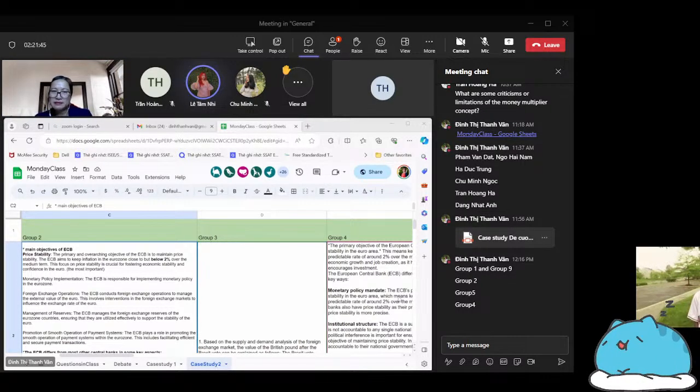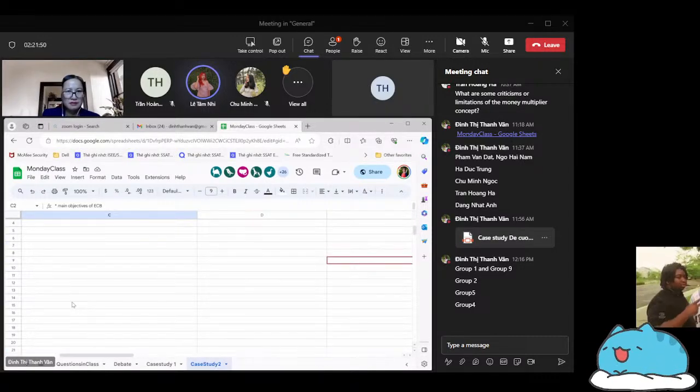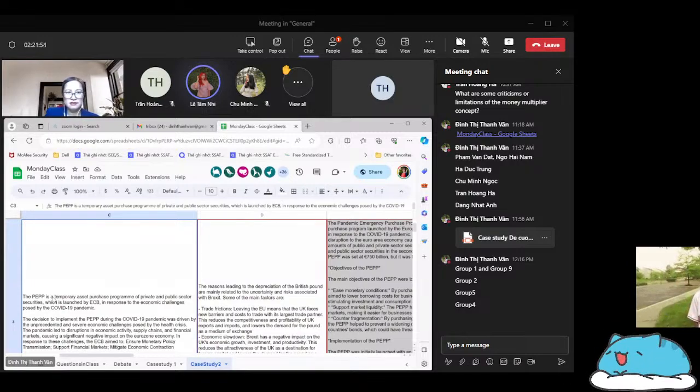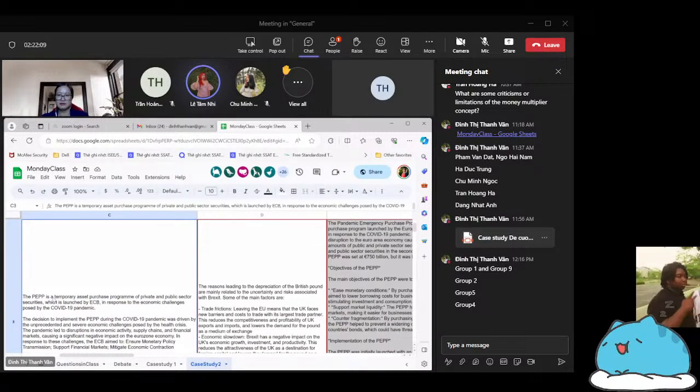The Pandemic Emergency Purchase Programme was a temporary asset purchase program launched by the ECB in March 2020 in response to the COVID-19 pandemic. The program aimed to counter the severe disruption to the euro area economy caused by the pandemic by purchasing large amounts of public and private sector securities.